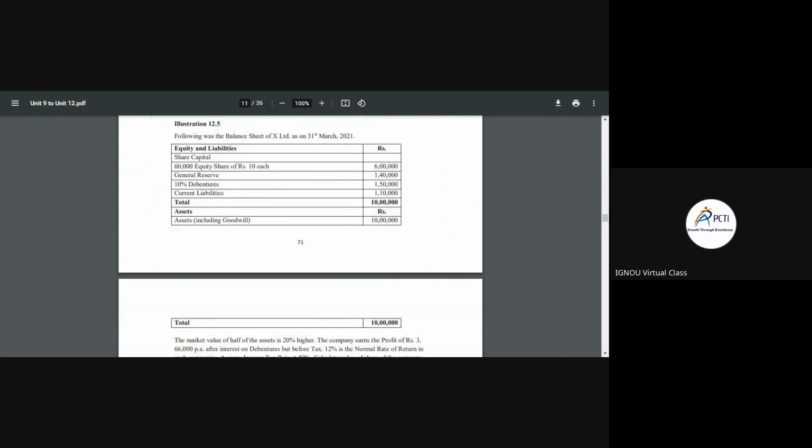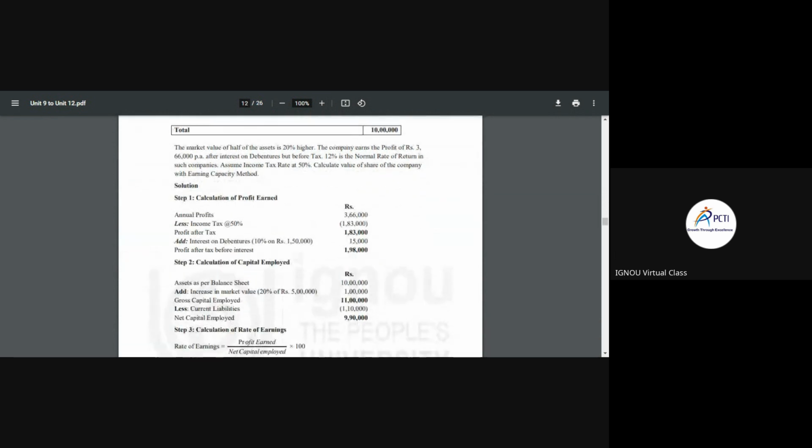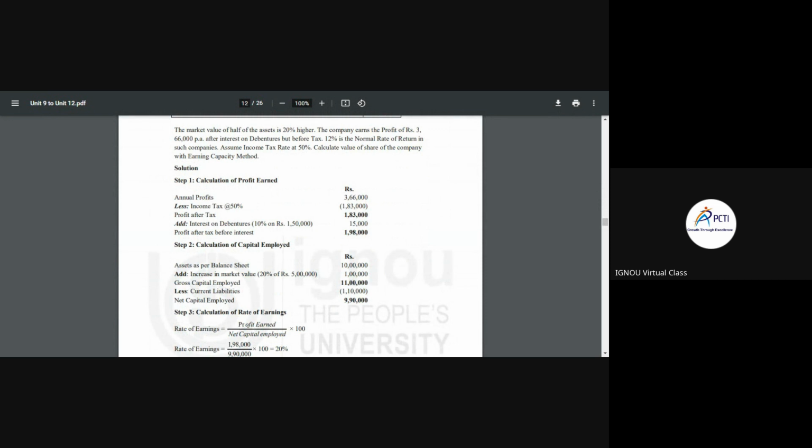So here we have an illustration in which we have equity and liabilities and assets. We have some additional information that the market value of half of the asset is 20% higher. The company earns a profit of rupees 3,66,000 per annum after interest on debenture, but before tax.